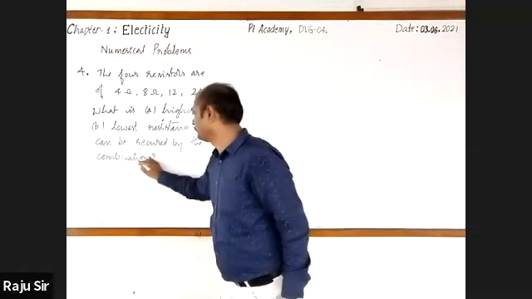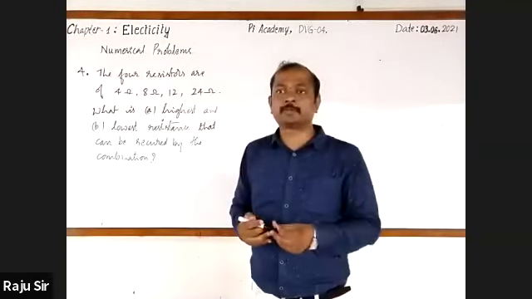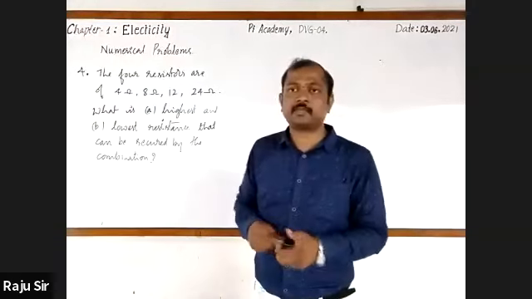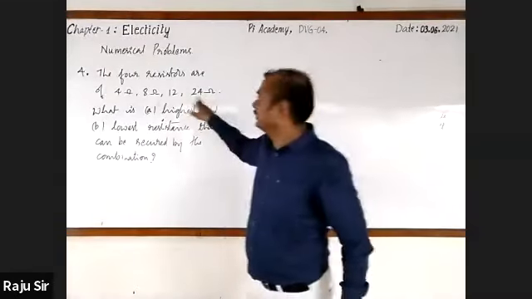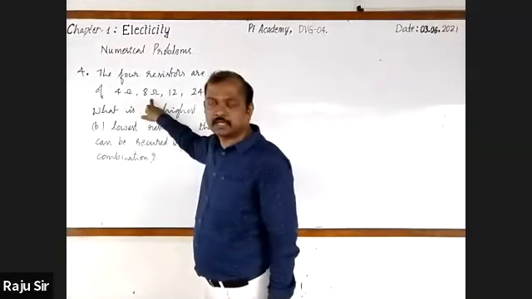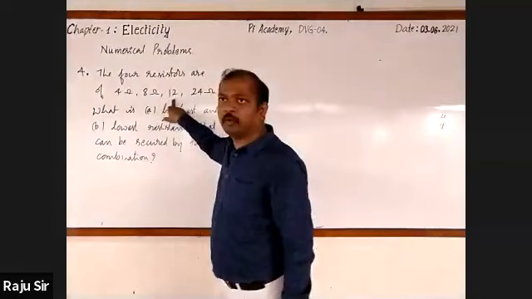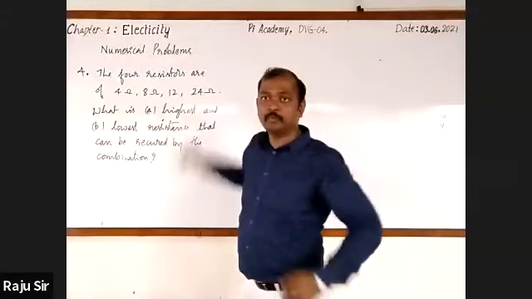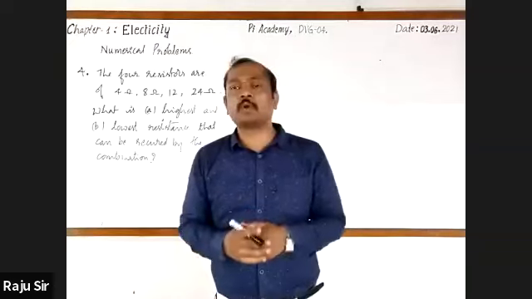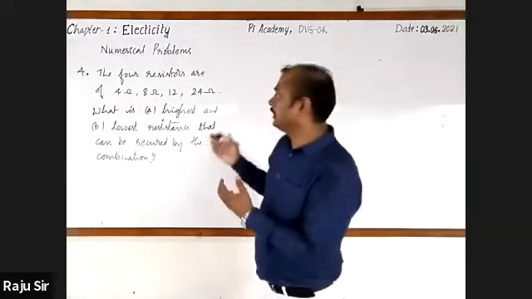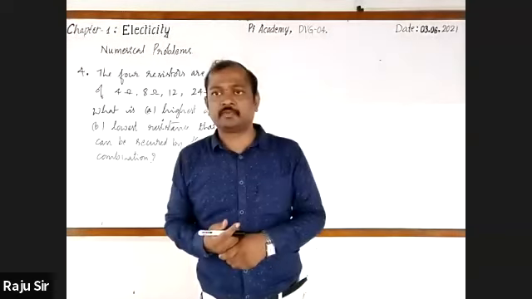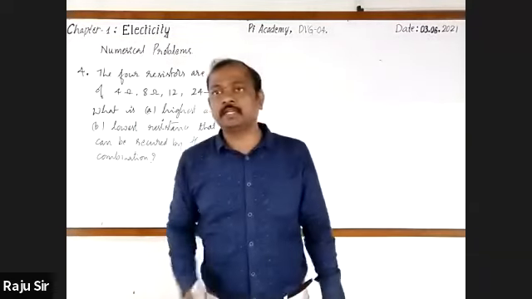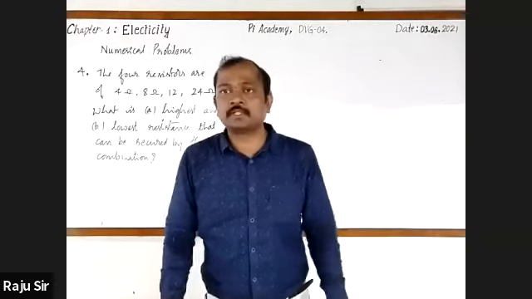Good question. Students, observe here. Hope that you have copied this. Here they are given 4 resistors, whose resistance is 4 ohm, the second resistor is 8 ohm, then 12 ohm and 24 ohm. The question is, by using these 4 resistors, we can get the highest electric resistance as well as lowest electric resistance. We have to find out what is that highest resistance as well as lowest resistance.